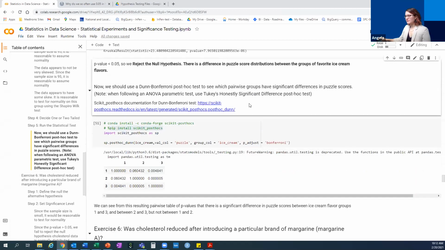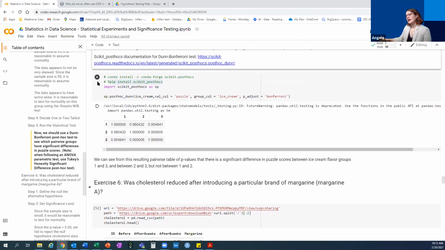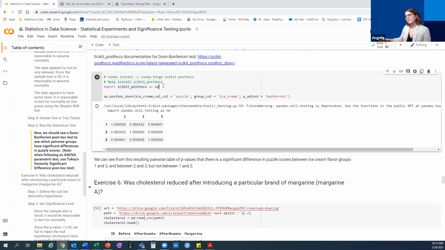Did provide some documentation here. If you were doing an ANOVA parametric test, then the Tukey's honest significant difference post hoc test is what you would use. I did have to install a new package here, so I've included some code in case you need to do that. And we'll run the Dunn test. You have to pass in what your value column is, so our value is the puzzle score, and what your grouping column is, which is ice cream factor. And what you will get is a pairwise table of p-values.